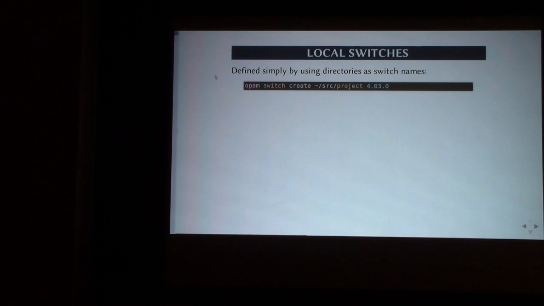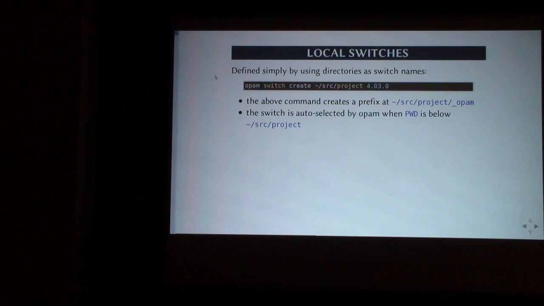You can now create switches locally in any directory you want, so that's useful, for example, to have a switch just for one project. So when you create a switch, instead of giving it a name, you can just specify a directory, and the switch contents will be created below that directory, in an _OPAM subdirectory. And here 4.03.0 specifies the version of the compiler you want in your new switch.